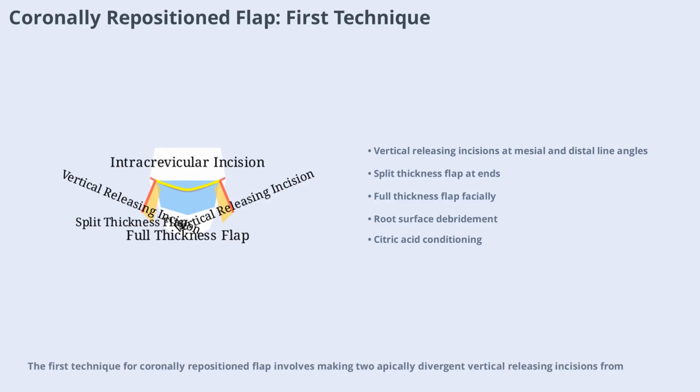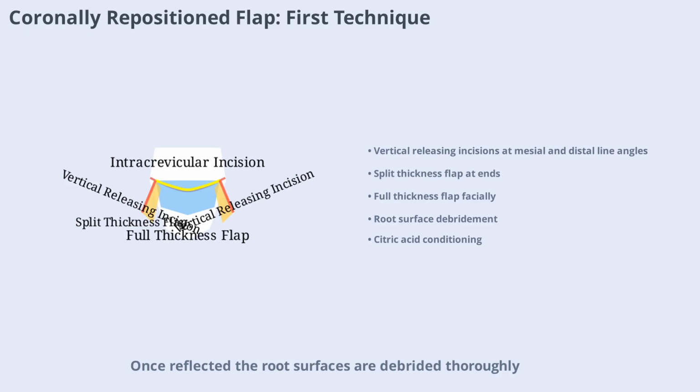The first technique for coronally repositioned flap involves making 2 apically divergent vertical releasing incisions from a point coronal to the cemento-enamel junction at the mesial and distal line angles of the tooth, extending apically into the lining mucosa. A split thickness flap is prepared by sharp dissection at the mesial and distal ends, connected with an intrasulcular incision. Facially apical to the recession, a full thickness flap is raised.